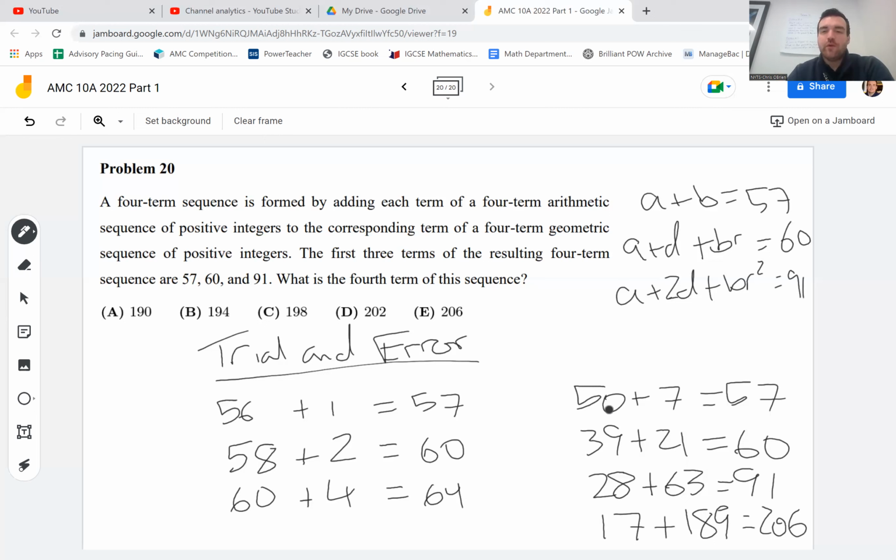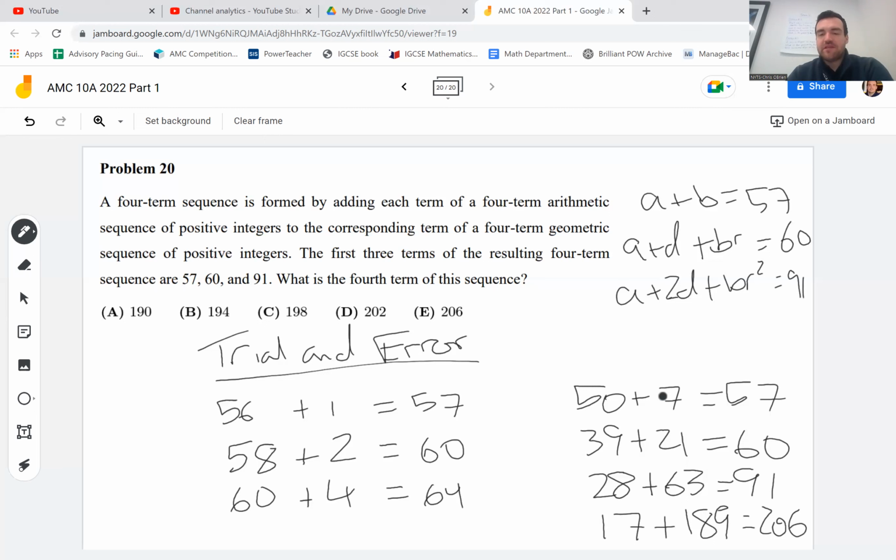What I found is that the only way it could possibly work is if the arithmetic sequence was decreasing and the geometric sequence was increasing, because the difference to go from 57 to 60 and then 60 to 91 couldn't be made up by the arithmetic sequence. It would have to be made up by the geometric sequence. And the only way I found it to be possible is if the arithmetic sequence was decreasing. So I just tried example after example. It actually didn't take super long, because I started with 56 and just kept working down, and eventually I found an example that worked.